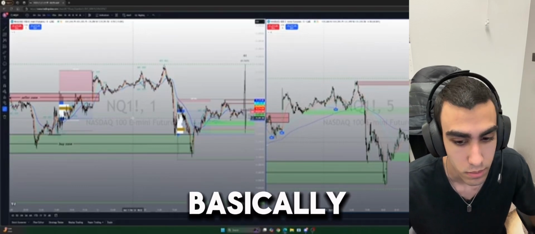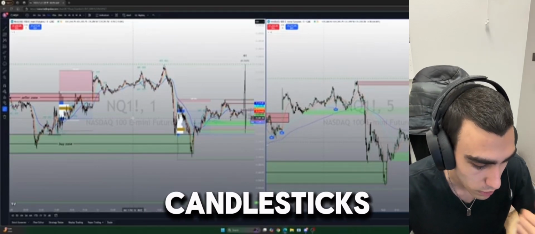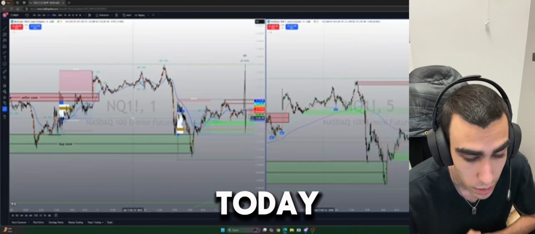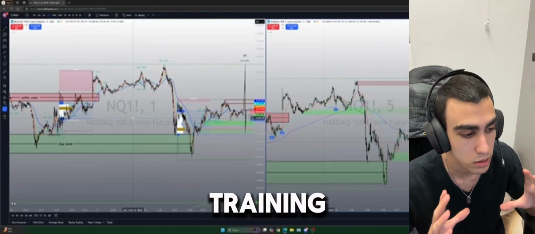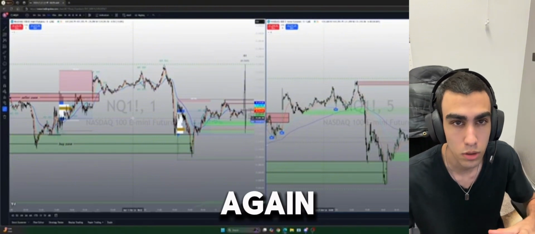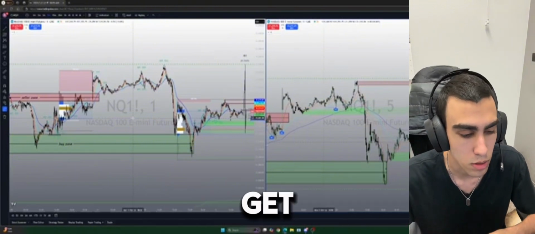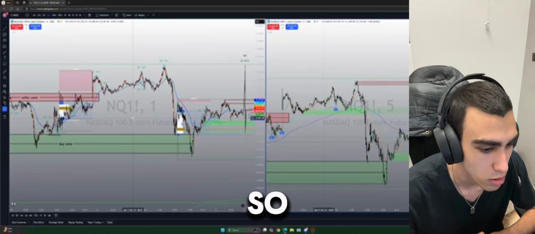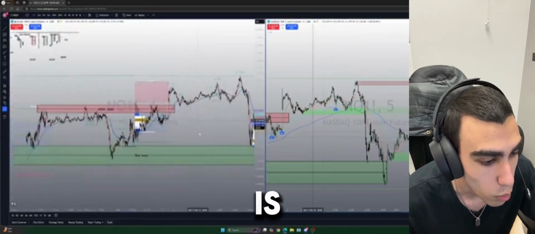Basically, over the past 2 days we've been over candlesticks and discipline. Now today we're doing trends. We're actually going back into the trading charts. And tomorrow we'll probably be doing something again about psychology, something to get us away from the charts. So, basically, what is a trend?